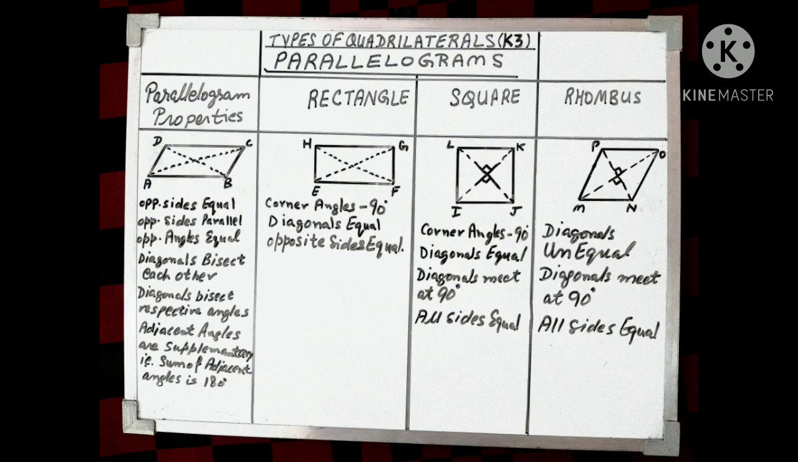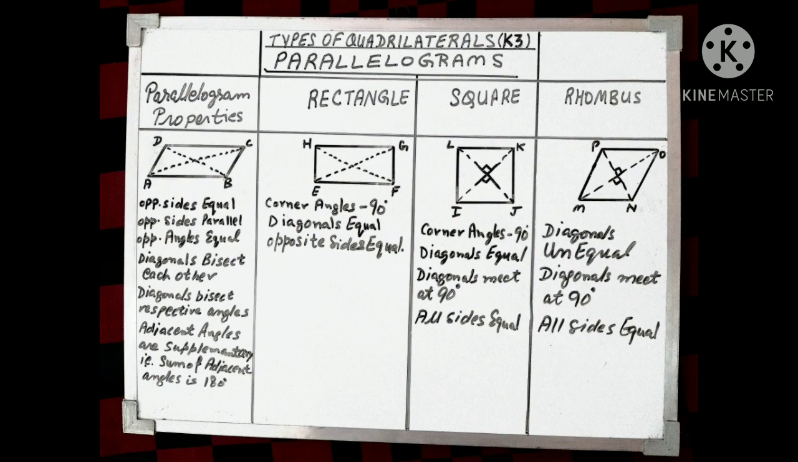And the most important thing is the adjacent angles are supplementary. Supplementary means when the sum of two angles is 180 degrees, we call them supplementary angles. The two angles whose sum is 90 degrees are complementary, and the two angles whose sum is 180 degrees are said to be supplementary angles, right?